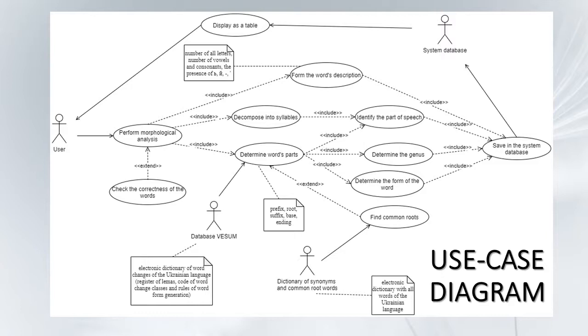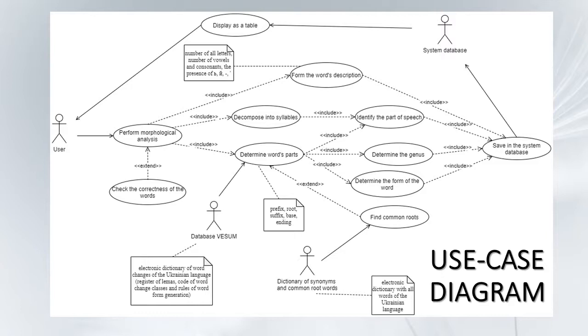So, first of all, the user enters a word and the system checks its correctness. Then the system does the morphological analysis, which contains such steps. It decomposes the word into syllables and determines word parts, such as prefix, root, suffix, and ending. After that, the system identifies for the entered word its part of speech, genus, and form.